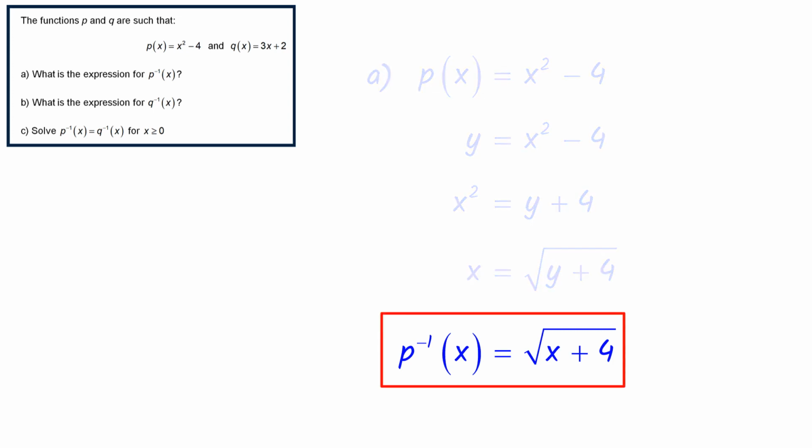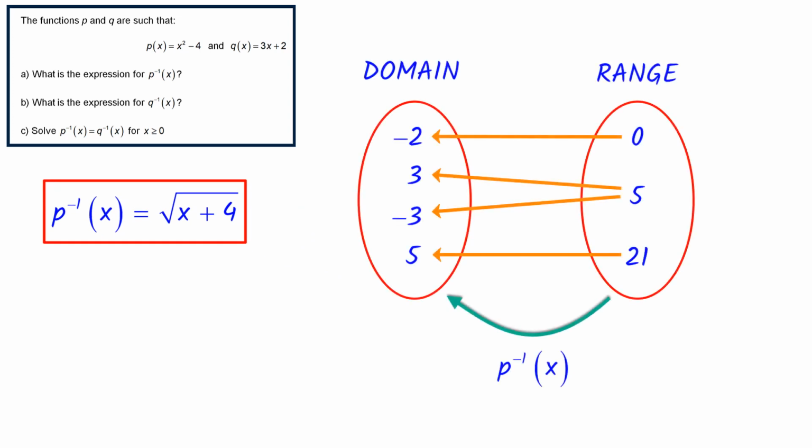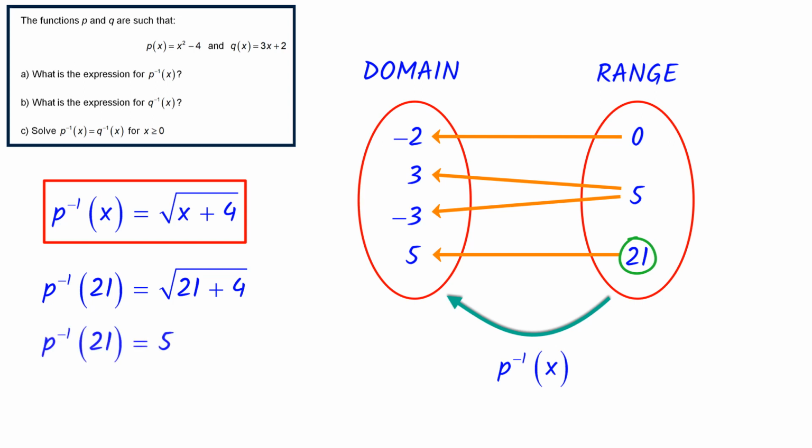We can check this works by looking at the domain and range diagram again. Put a value of the range into this function and see if we go back to the value of x in the domain. Let's try 21. So p minus 1 of 21 is equal to the square root of 21 plus 4. So p minus 1 of 21 is equal to 5. So it does work.